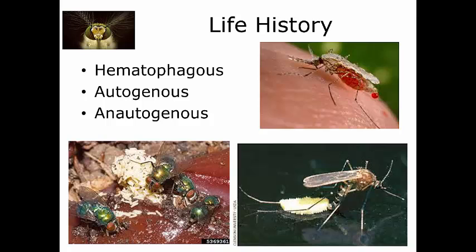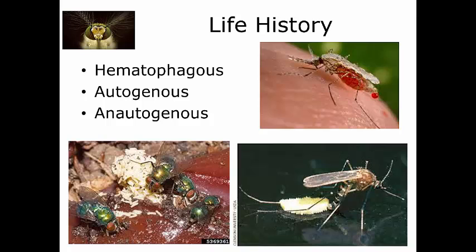They have to break it down to those amino acids, and then they use that diet-based protein in order to produce eggs. Okay, so autogenous and anautogenous. These are two major ways that females will produce these eggs. And as we go through these different species, I will tell you if they're autogenous or anautogenous.